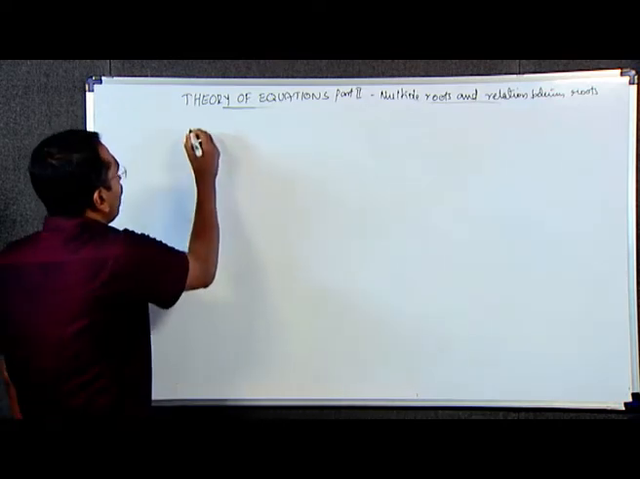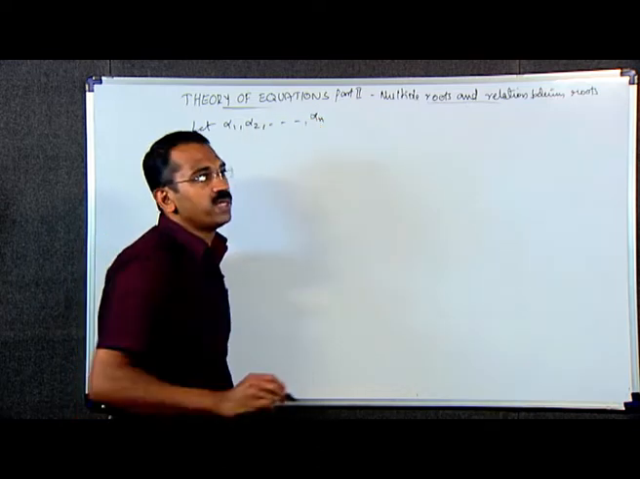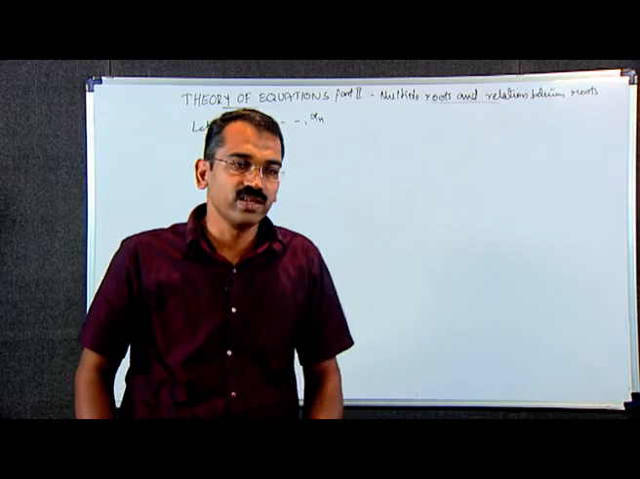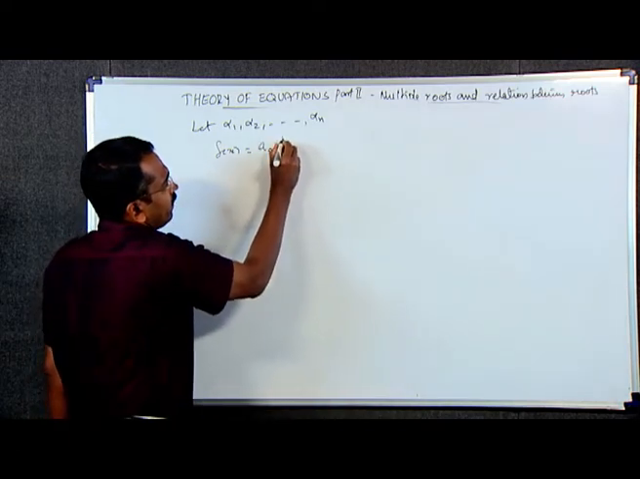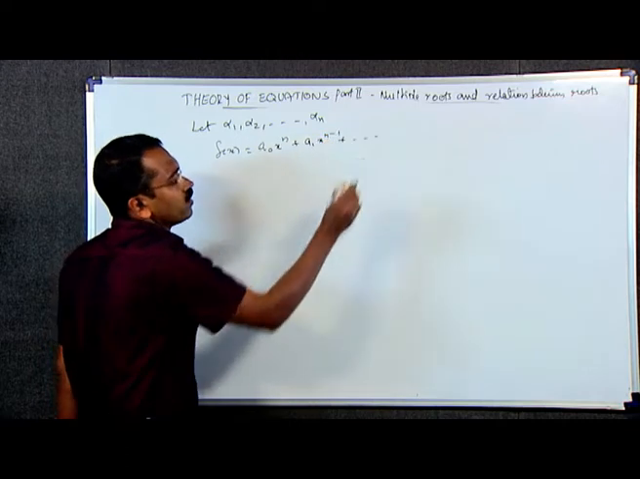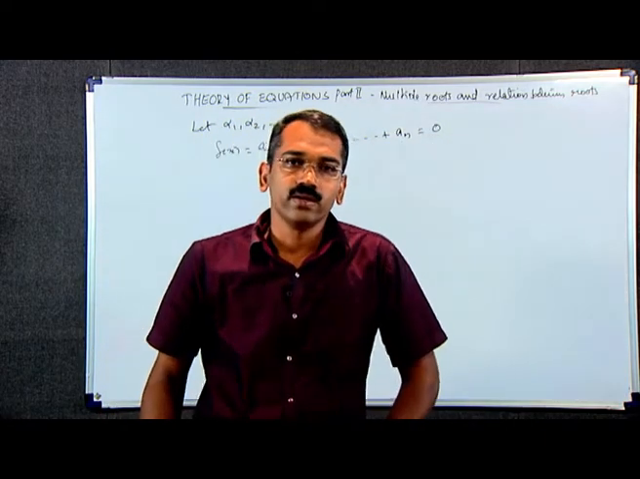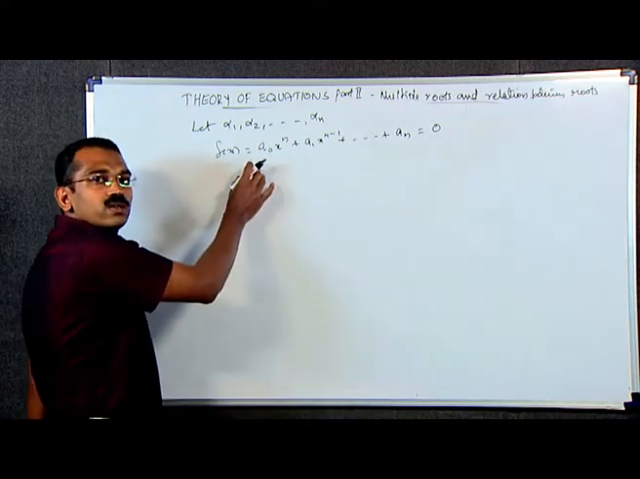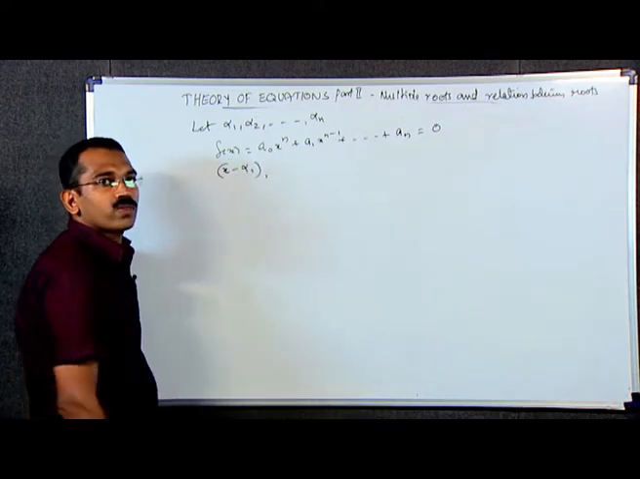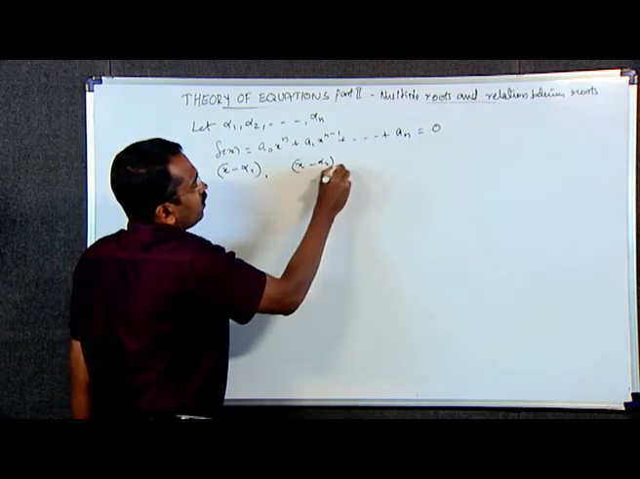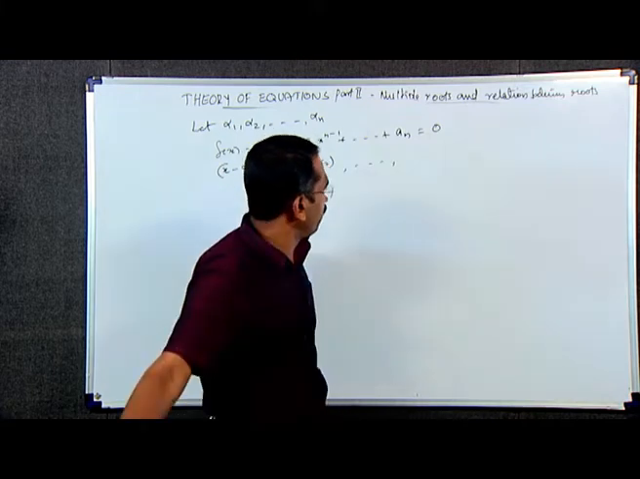Let alpha 1, alpha 2, etc., alpha n be the n roots of the nth degree equation f of x is equal to a naught x raised to n plus a 1 x raised to n minus 1 plus etc. plus a n is equal to 0. Then we can say that x minus alpha 1, x minus alpha 2, etc., x minus alpha n are the factors of f of x.